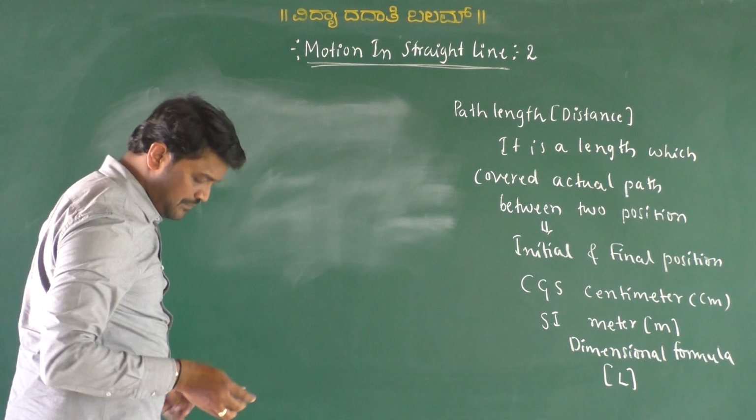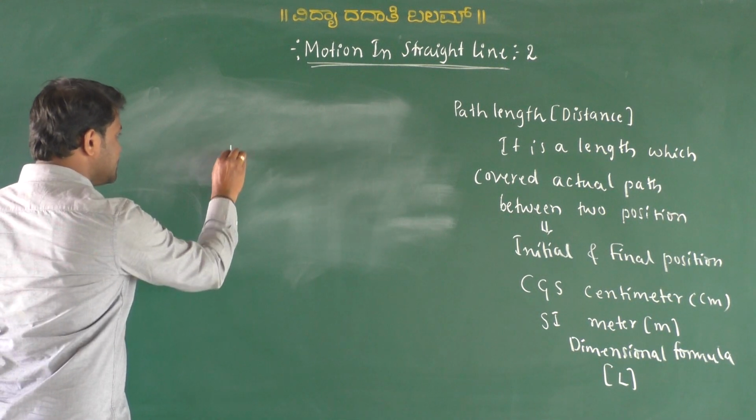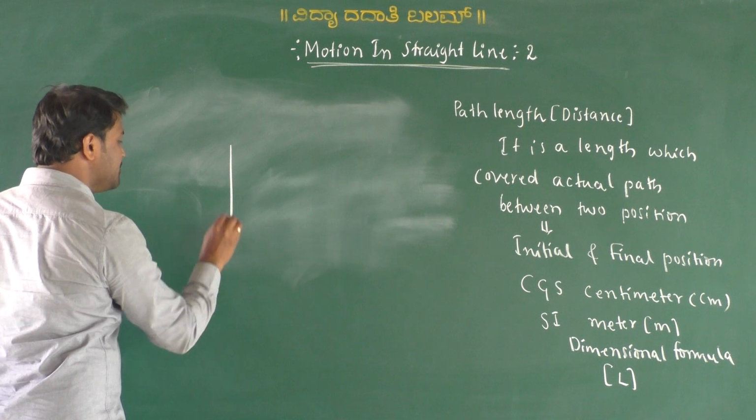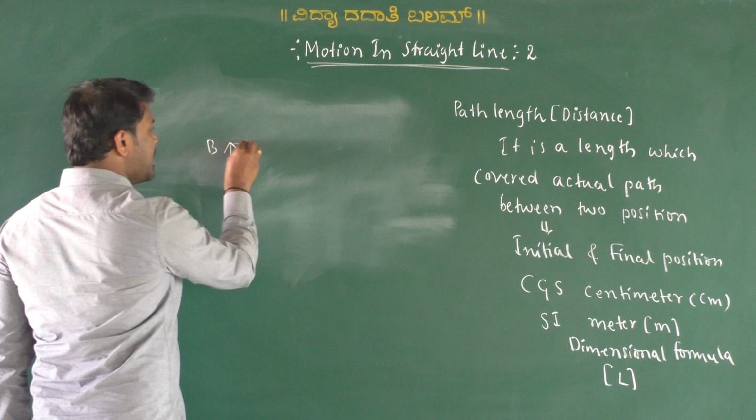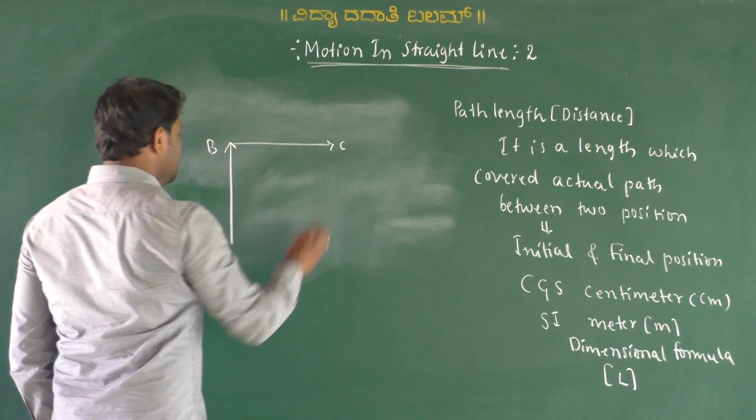We know there is an object starting from position A, going to B, and then going to the other position C.